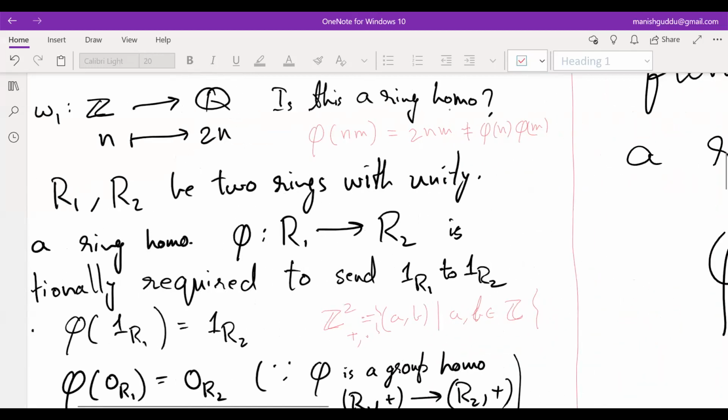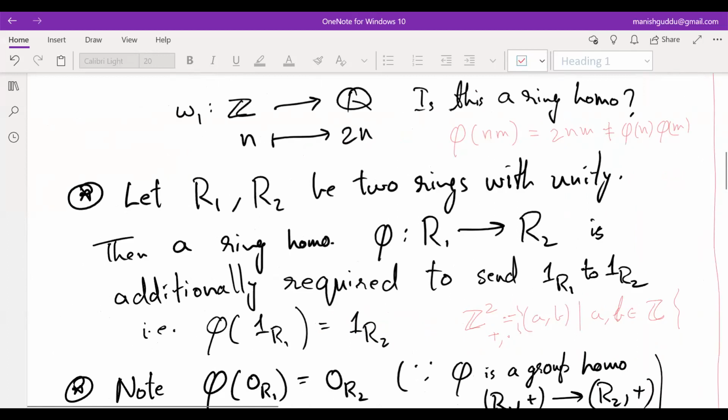Yeah, there is something written there. Maybe I should have left some space here. So A1 comma B1 dot A2 comma B2 should be equal to A1 A2 comma B1 B2.